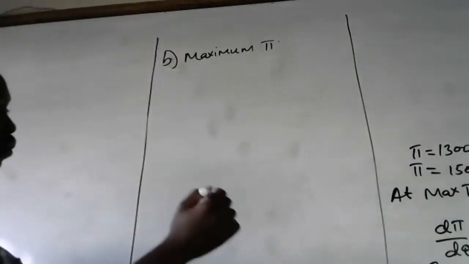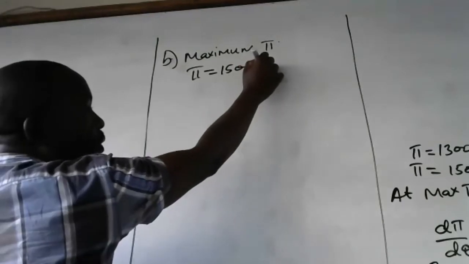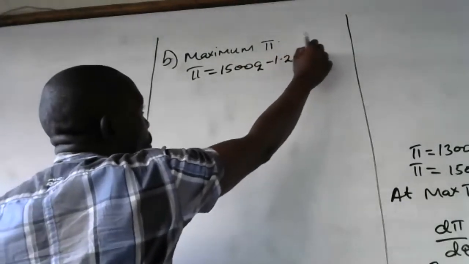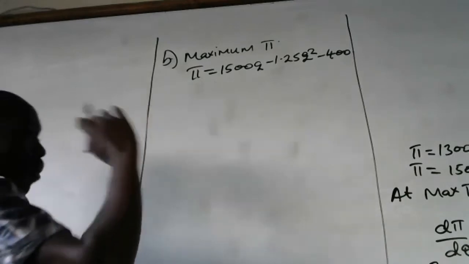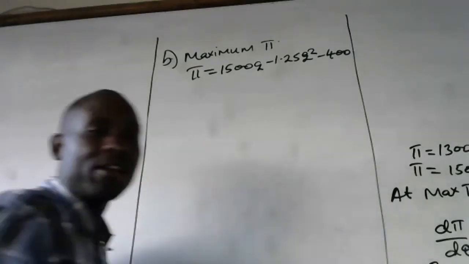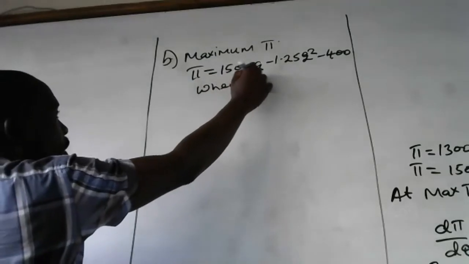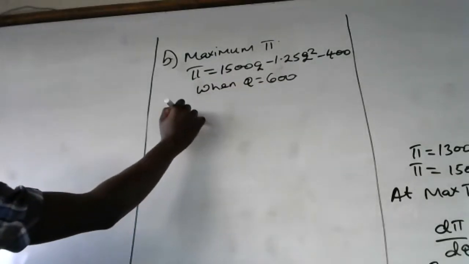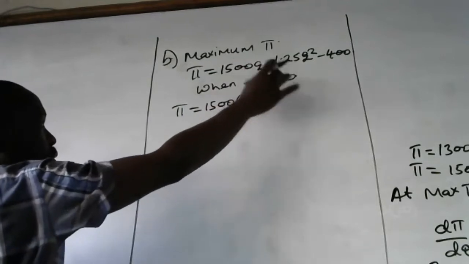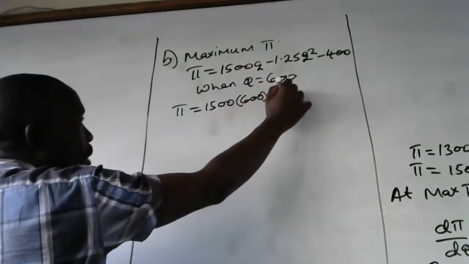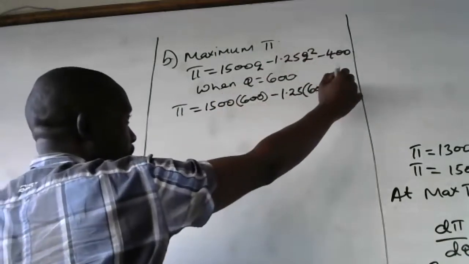If you look at what we have, the profit function is given by 1500 Q minus 1.25 Q squared minus 400. That is the profit function. Now the profit is going to be maximum when Q is 600. So you can come here and say when Q is equal to 600, the profit is going to be equal to 1500 times 600 minus 1.25 into 600 squared, minus 400.